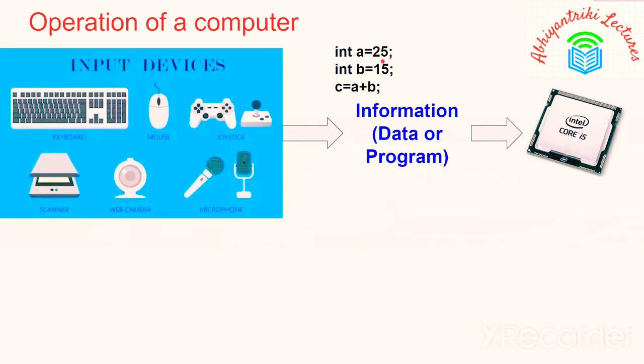So this is what the processor does. First, these are input devices. What are input devices? Keyboard, mouse, joystick, scanner, webcam, and microphone, right? Let me take an example of keyboard. Whenever a key is pressed from the keyboard, either alphabet or numbers, that alphabet or number will be converted to ASCII value. ASCII stands for American Standard Code for Information Interchange.